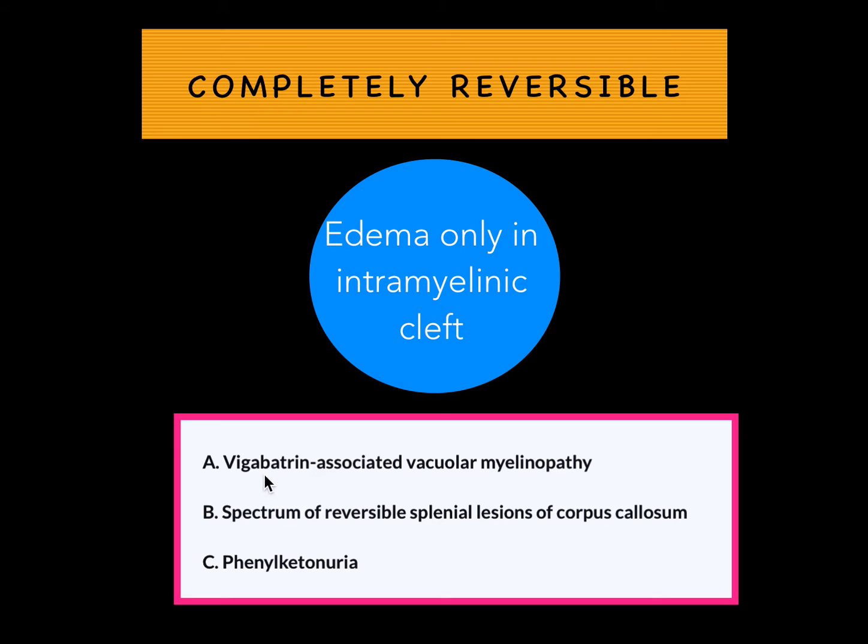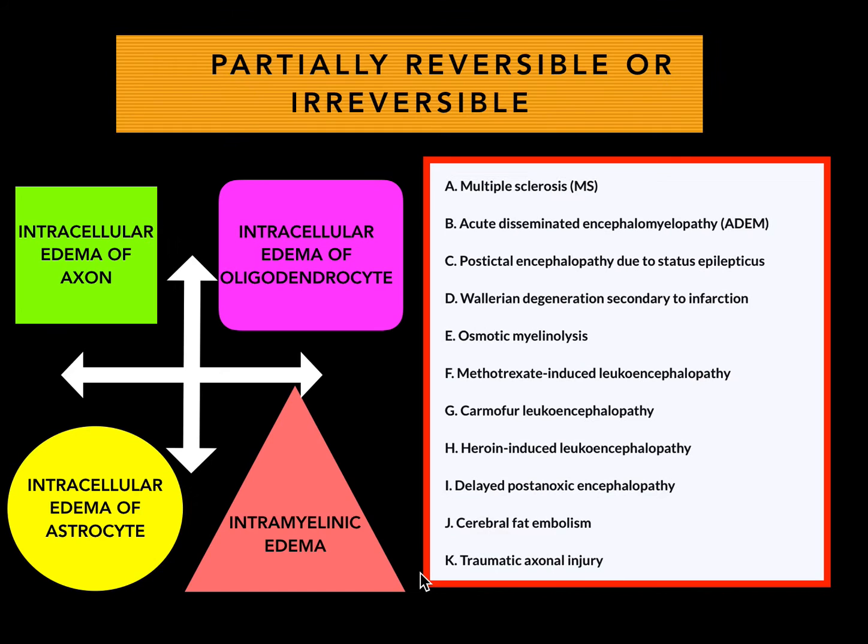Various causes include vigabatrin associated macular myelinopathy, the spectrum of reversible splenial lesions of the corpus callosum, like transient splenial lesions, and phenylketonuria. Another classic example of intramyelinic edema is maple syrup urine disease. Partially reversible or irreversible intramyelinic edema is where, along with intramyelinic edema, there is an associated intracellular edema of astrocytes, of axons, as well as of the oligodendrocyte. So it is nothing but cytotoxic edema plus intramyelinic edema. These are the various causes of the partially reversible or irreversible types.